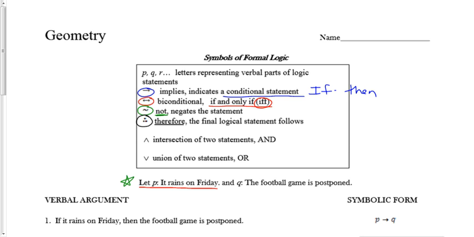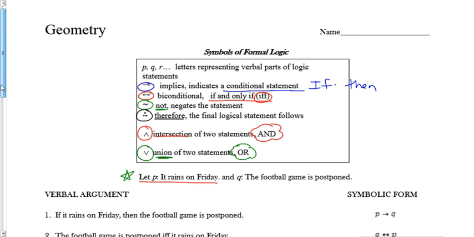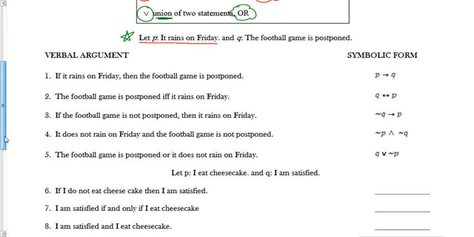We have the intersection, which means and as well. We also have this symbol, which means union, and that is the same as an or statement. So let's look at the examples that we have right here.